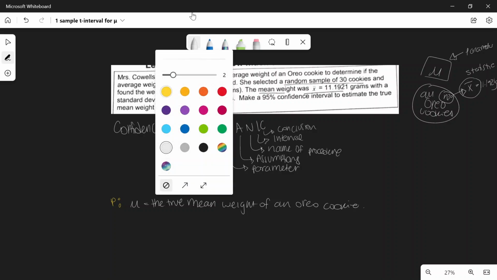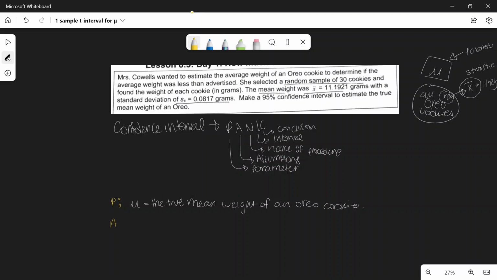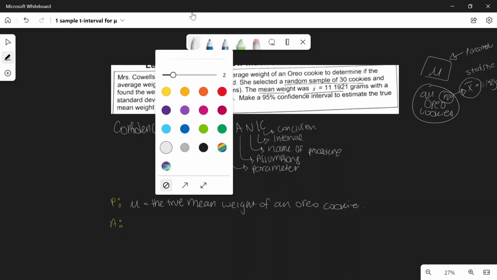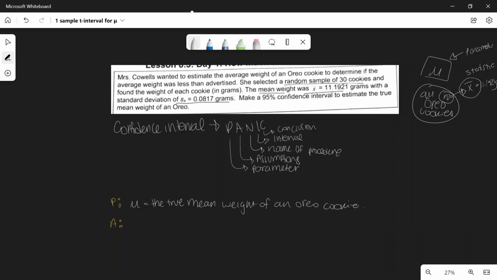So that's the parameter. Moving on to the next part, which is A, assumptions. There are 3 assumptions that you have to make in order to continue on and make a confidence interval, or basically you can think of them as conditions. I'm going to just write conditions that have to be met. So there are 3 conditions. The first one is that the sample has to be random, and it's usually an SRS, which is a simple random sample, or it is given to you. In this case, it is given to us. It literally says a random sample of 30 cookies.